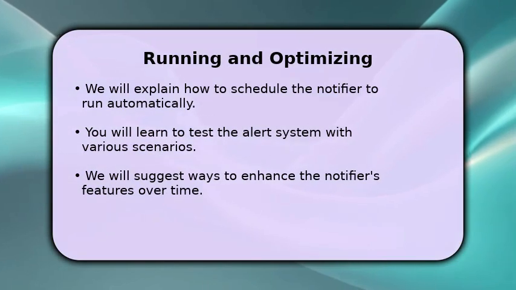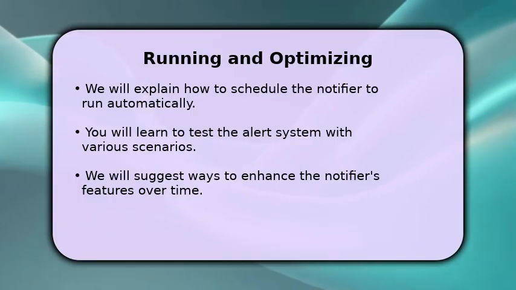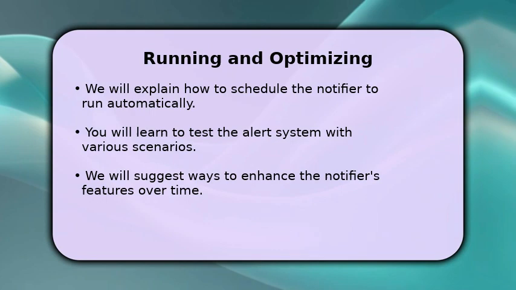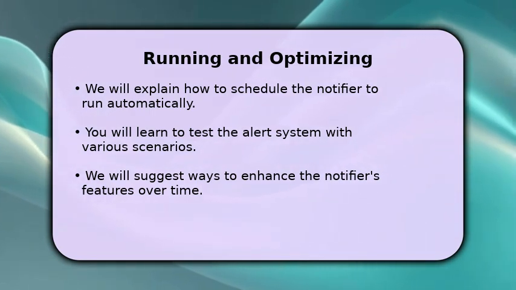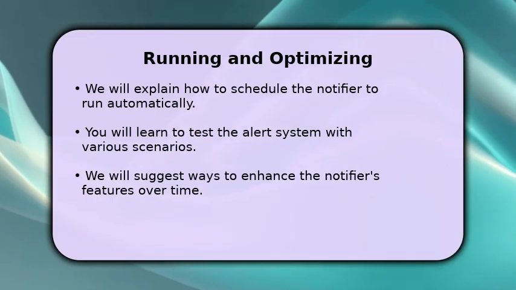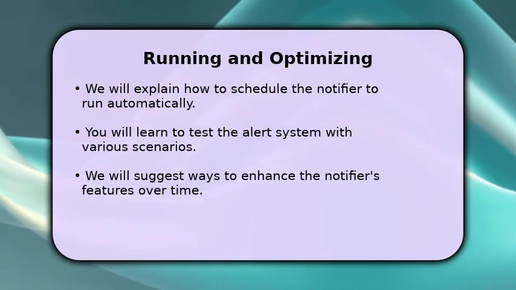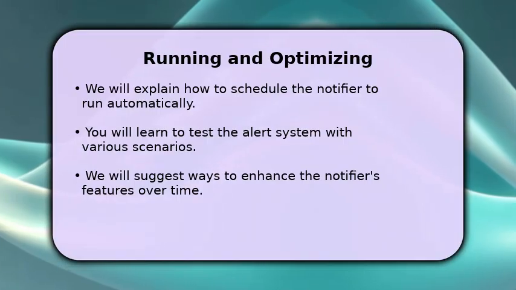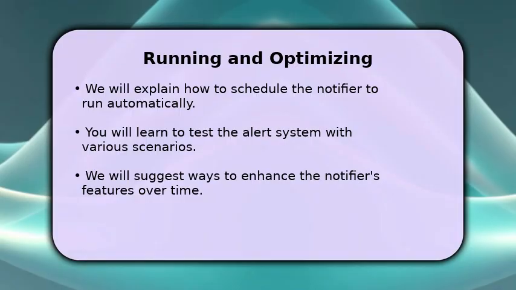Finally, let's get your stock notifier up and running efficiently. We'll explain how to schedule your script to run automatically at regular intervals, perhaps every 5 minutes or once an hour, ensuring continuous monitoring. You'll also learn how to thoroughly test the alert system with various scenarios to confirm it functions as expected. We'll then suggest ways to enhance your notifier's features, such as adding more stocks or different alert types, making it even more powerful and personalized for your needs.